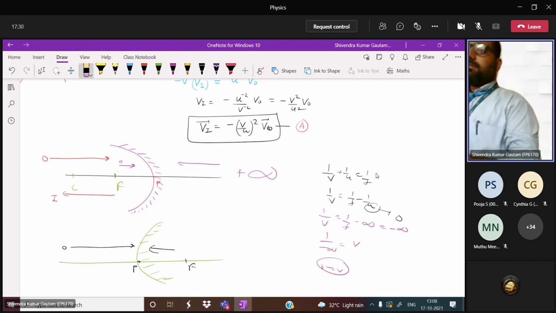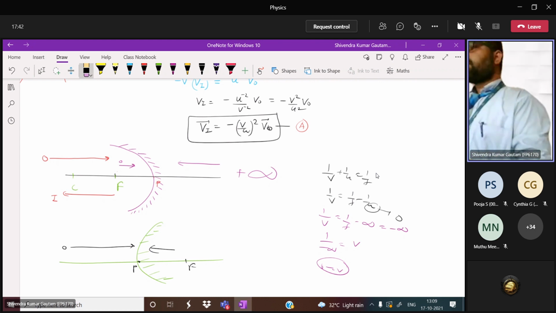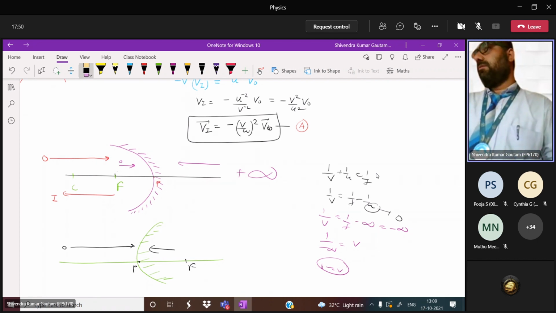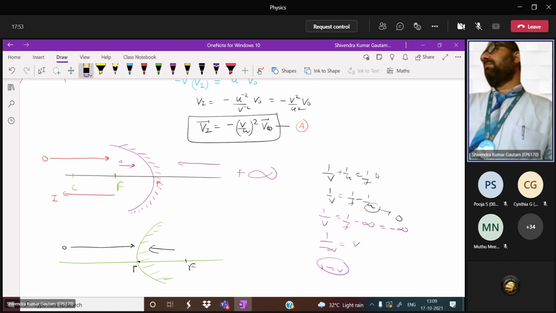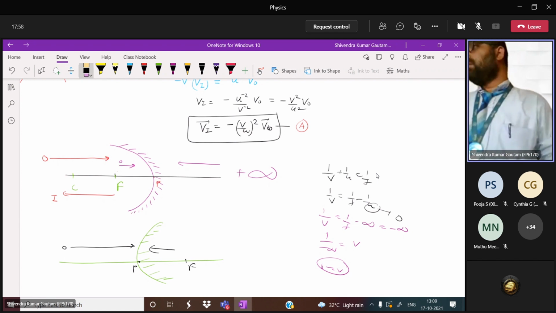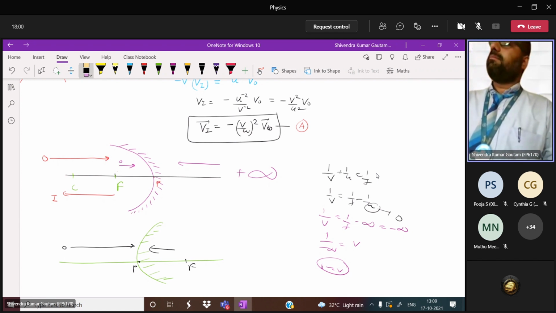Next point. In a concave mirror, if the object moves from focus to pole, the image moves from plus infinity to pole. Why do we say plus infinity? Because we don't know any position on the right side; the maximum value is plus infinity. From plus infinity to pole, in brackets, virtual image.